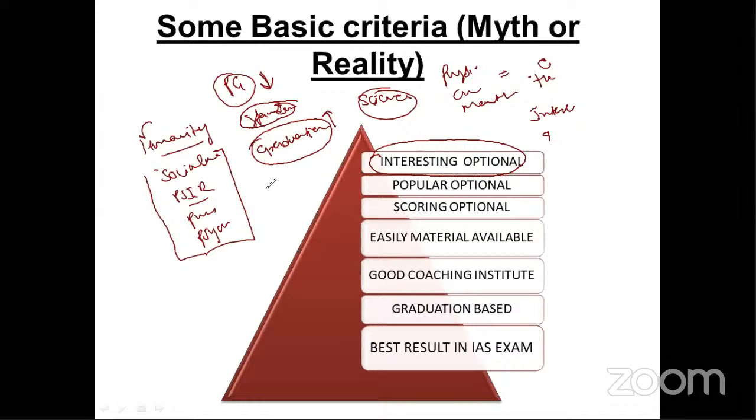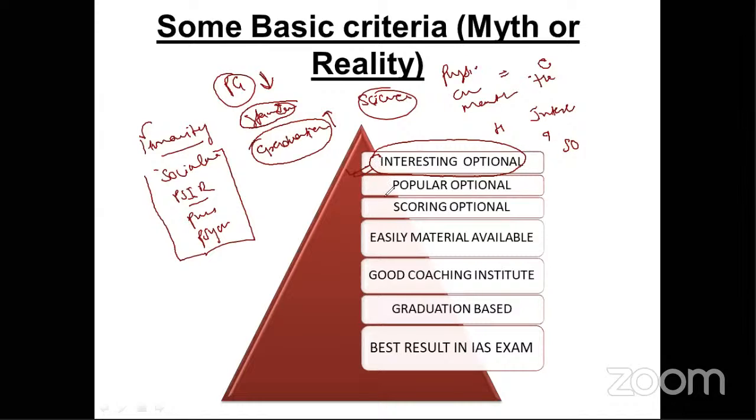And that's why I'm saying that if your friend is interested in sociology and you are interested in history, try to choose history as your optional subject. No need to choose sociology just because your friend is choosing it and has an interest in it. Think for yourself whether you are interested in the particular subject or not. That is the most important thing. Okay, so interest is very, very important here.